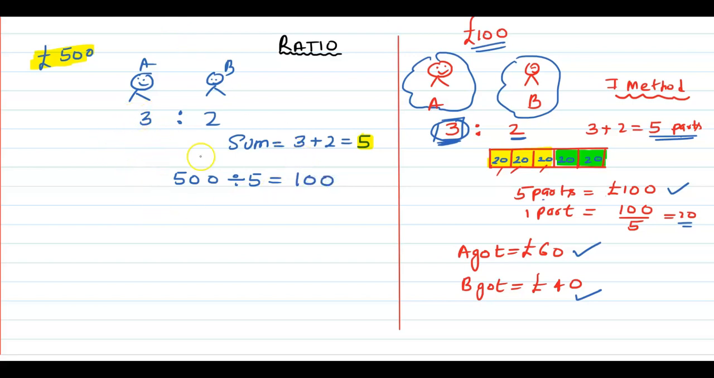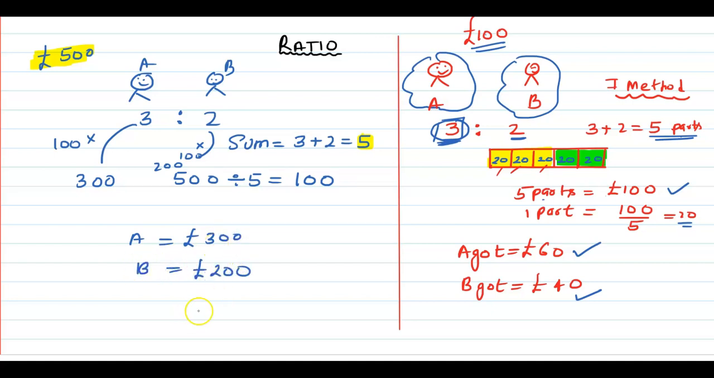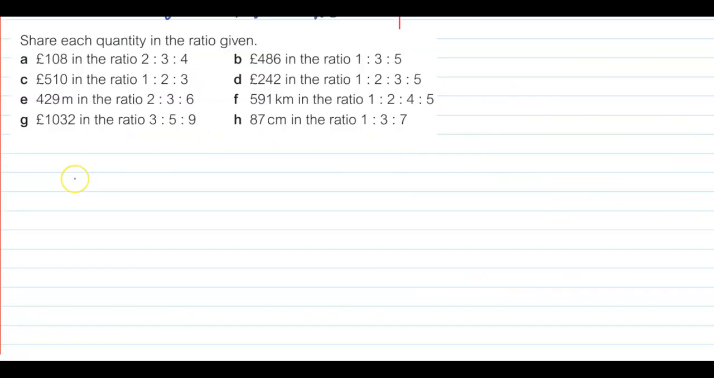Okay, so it means A will get 3 times 100, that is 300, and B will get 2 times 100, so B will get 200. Okay, so A will get £300 and B will get £200. And if you need to check your answer, if you add £300 plus £200, it will be £500. Okay. So in these questions, share each quantity in the ratio given.